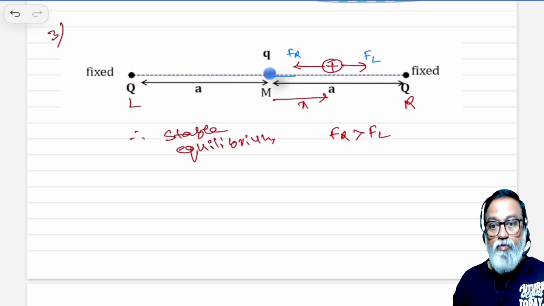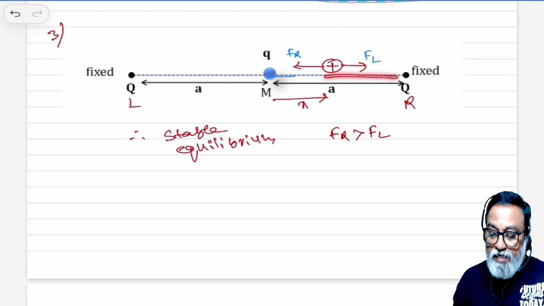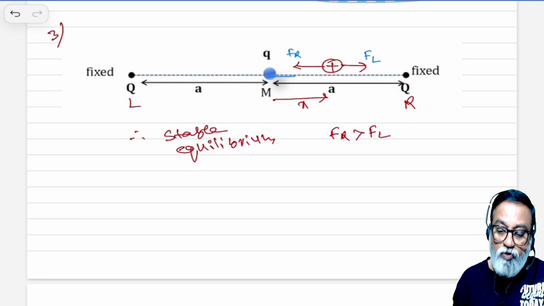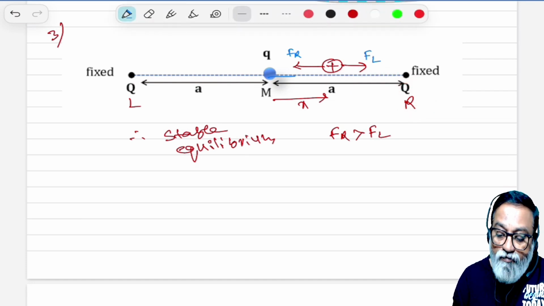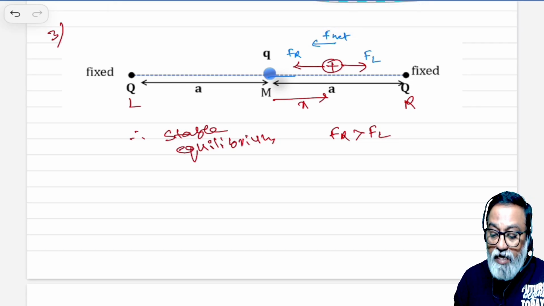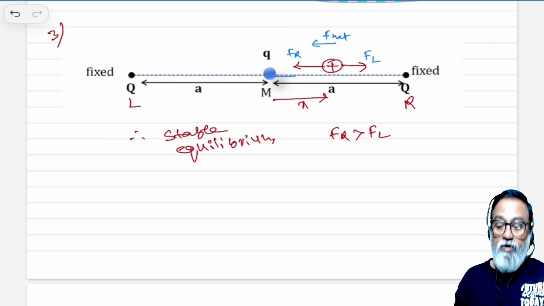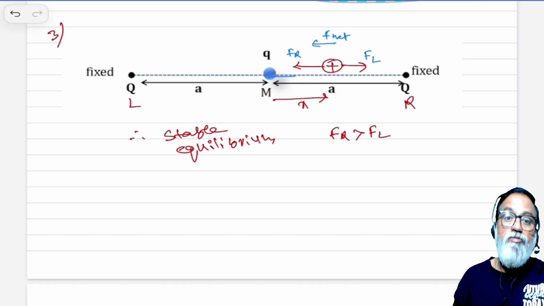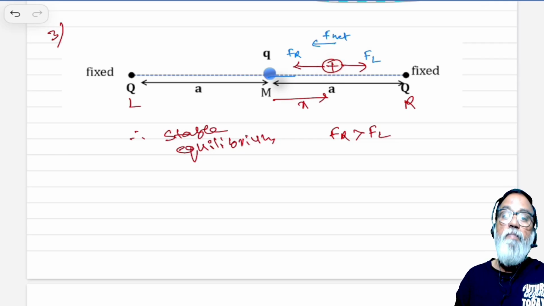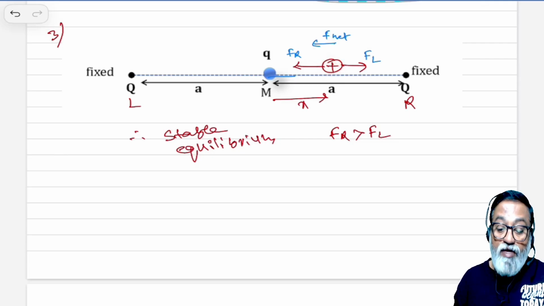Force is inversely proportional to distance. Therefore, this is the lesser distance, so the right charge will exert more force. Therefore, the net force is in this direction. When the charge is displaced like this, the net force is again towards equilibrium. Therefore, this charge again comes to the initial position. So this positive charge is in stable equilibrium.